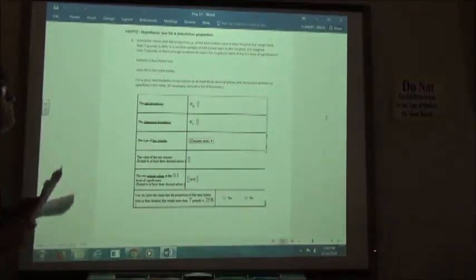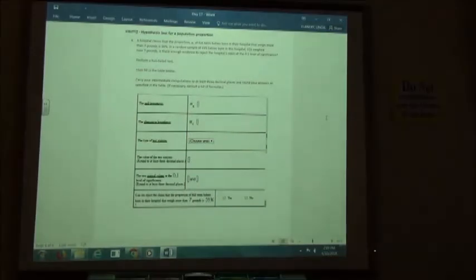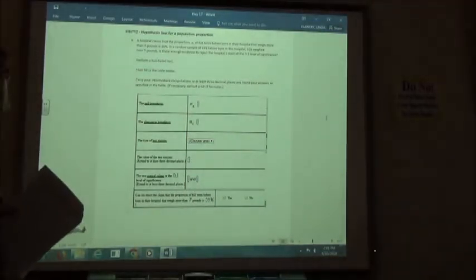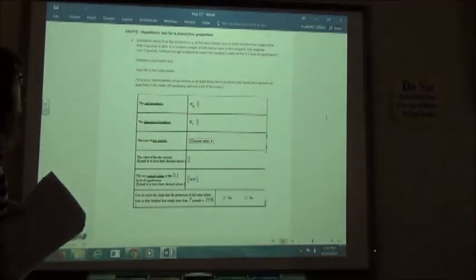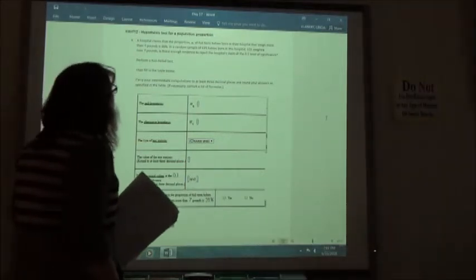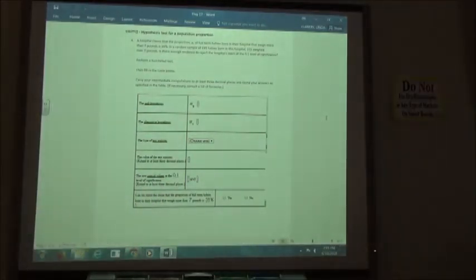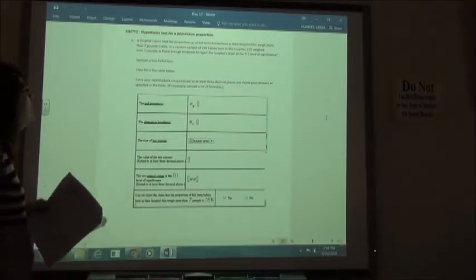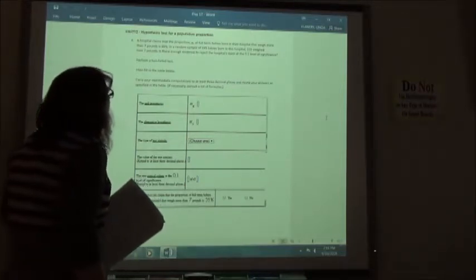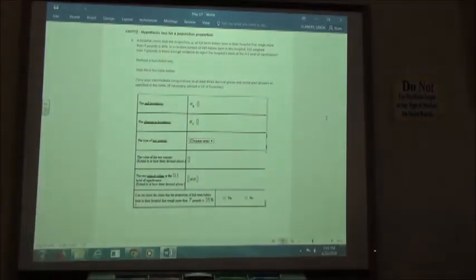Hypothesis test for a population proportion. So now we're going to have those proportions in their fractions. It says, a hospital claims that the proportion P of full-term babies born in the hospital that weigh more than 7 pounds is 35%. In a random sample of 245 babies born in the hospital, 103 weighed over 7 pounds. Is there enough evidence to reject the hospital's claim at the 0.1 level of significance?